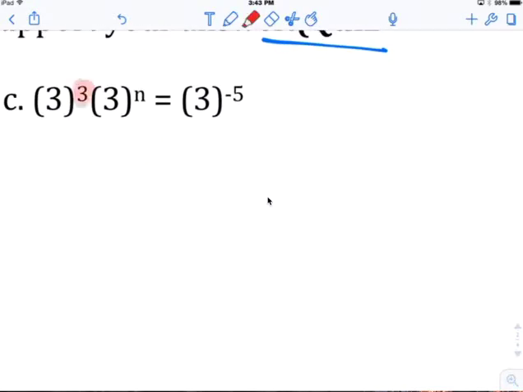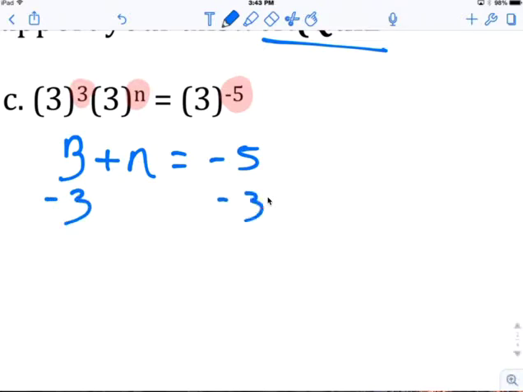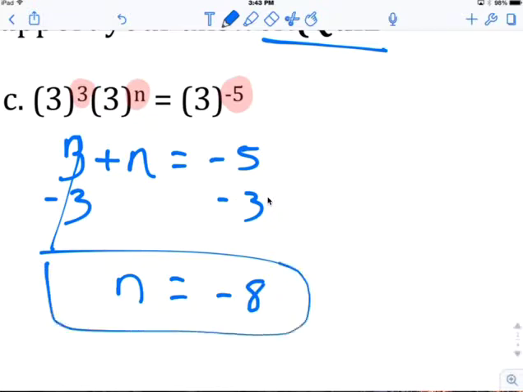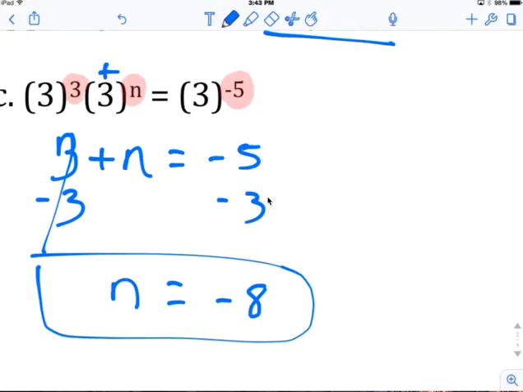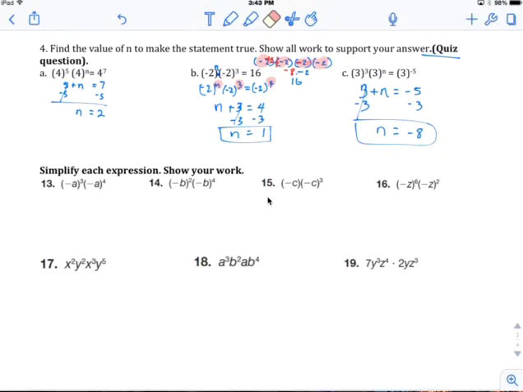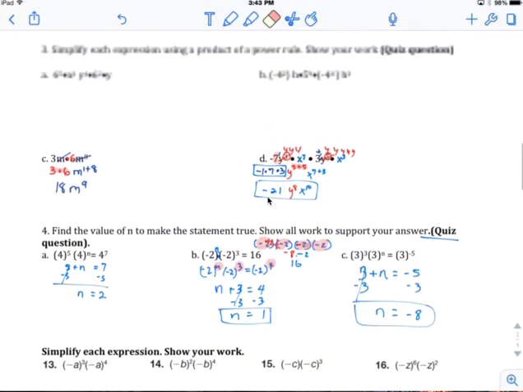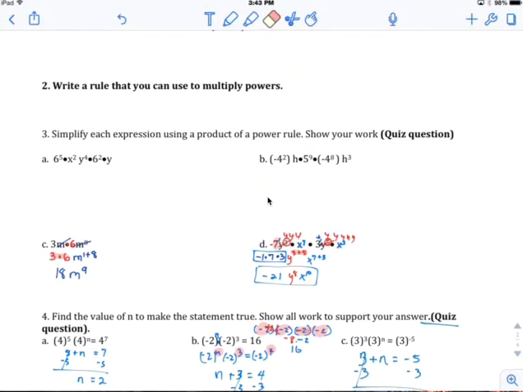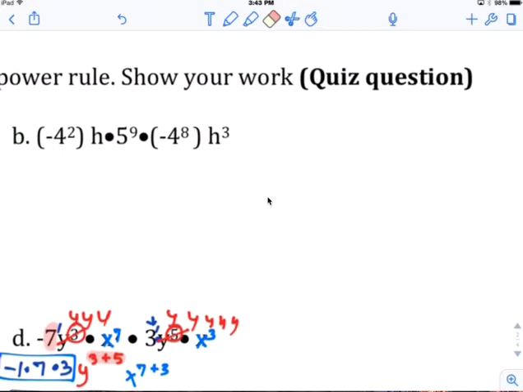Here, what does n need to be to get you to -5? So 3 plus that n equals -5. Minus 3 minus 3, n equals -8. Because 3 plus a -8 is equal to this -5. Okay? That's going to be on your test. These are your quiz questions, boys and girls. Make sure you know how to do them.